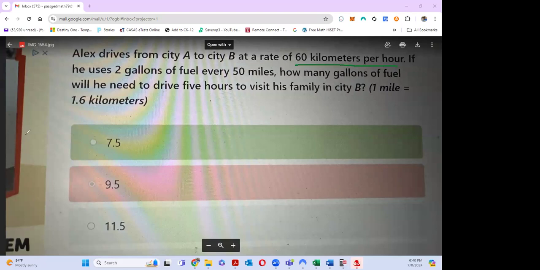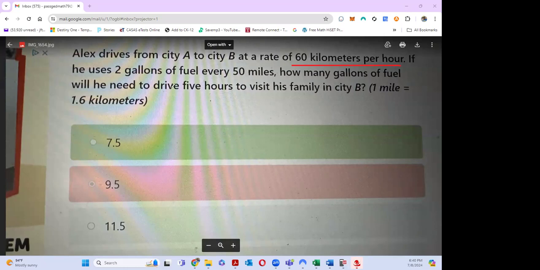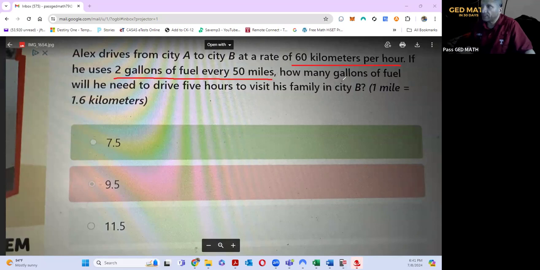Well, let me not use green. Let me go back to red. What else do we know? 2 gallons of fuel every 50 miles. Say that again. 2 gallons of fuel every 50 miles. It says how many gallons of fuel we need to drive 5 hours?